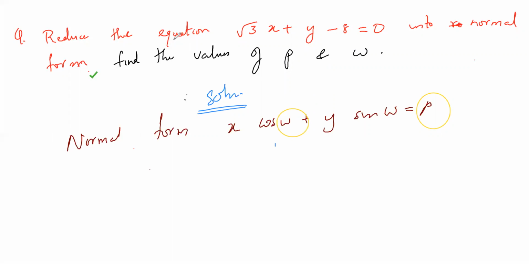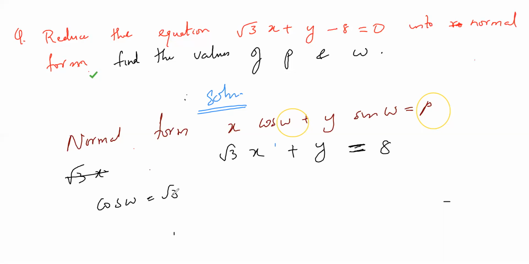Correct. But the question is what? Root 3x plus y minus 8 is equal to 0. I'll write down the question below. I'll put it equal to 8 because the P value should be maintained positive. So what is my cos omega? Cos omega is root 3. I don't know what value of omega that is, but I know something called the root 3 by 2 value. Cos 30 is root 3 by 2.